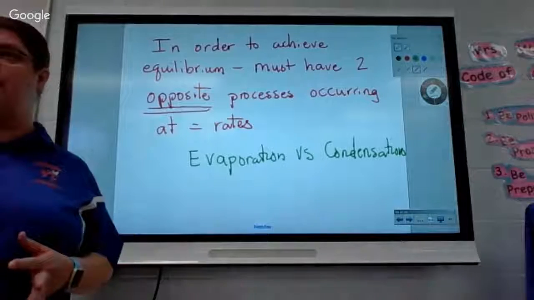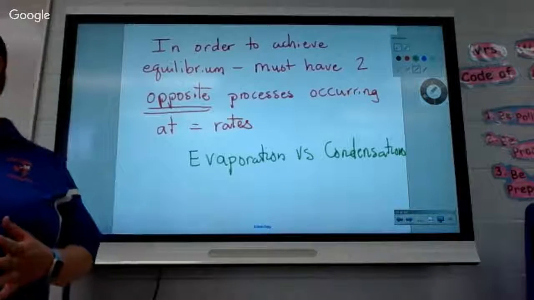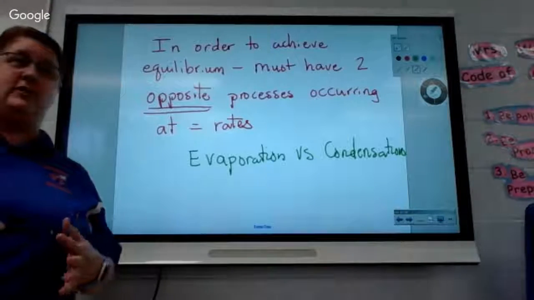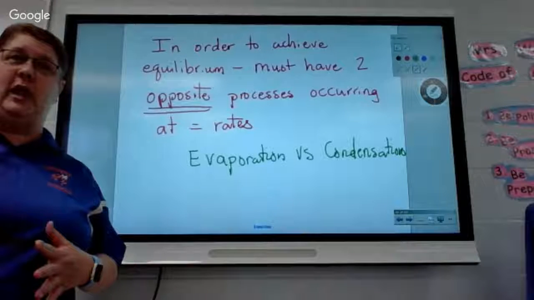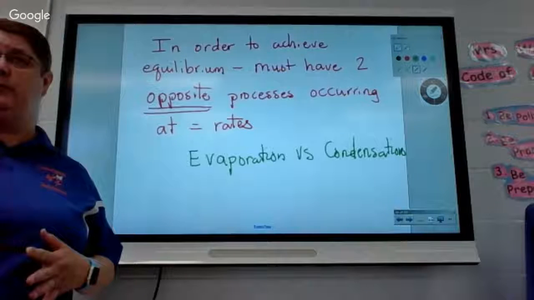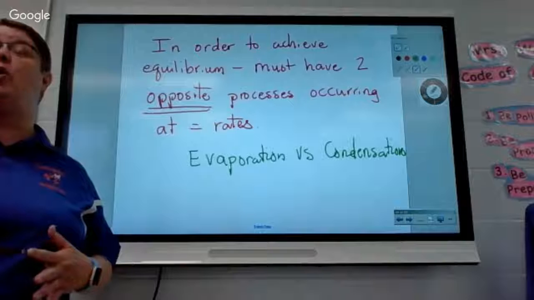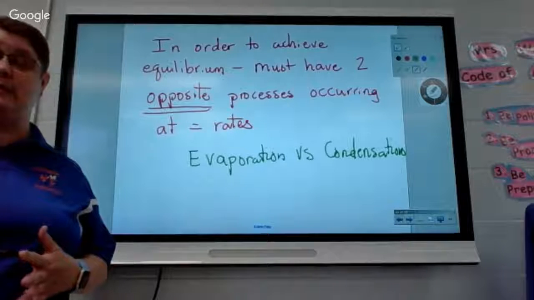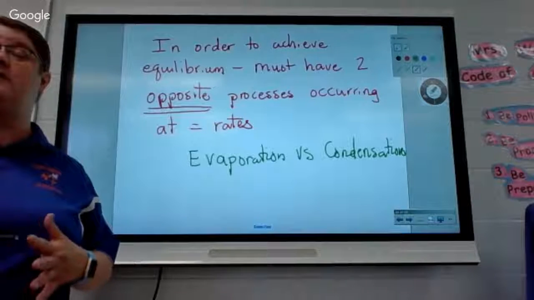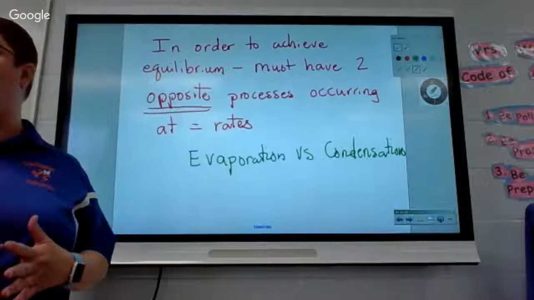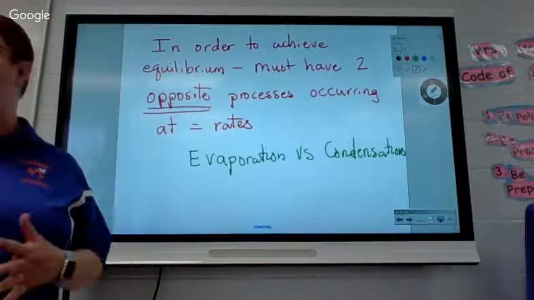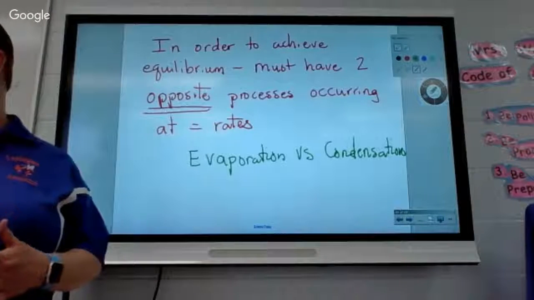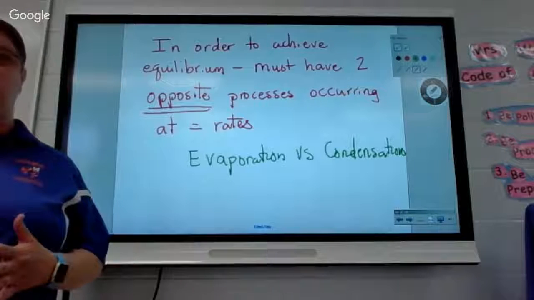And what's the opposite of melting? Freezing. I could do it with sublimation. What's the opposite of sublimation? This is why y'all struggle with the quizzes. What's the opposite of sublimation? That D word's not going to float it on the quiz. Deposition. Okay? You've got to know the words.